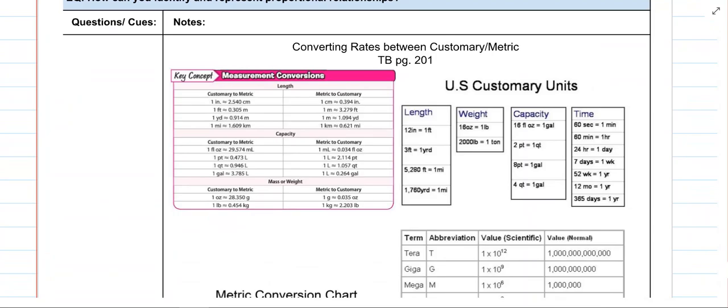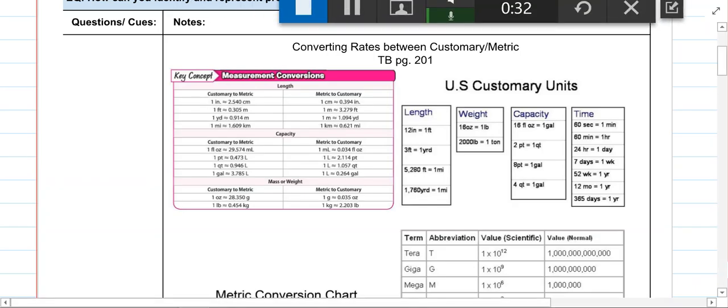book, on the back of notebooks, and on the internet. So I just copied them and pasted them here. Let's take a look at each one and figure out when to use them. This first one right here is from the book. It's measurement conversions. And you have length, capacity, and mass or weight.